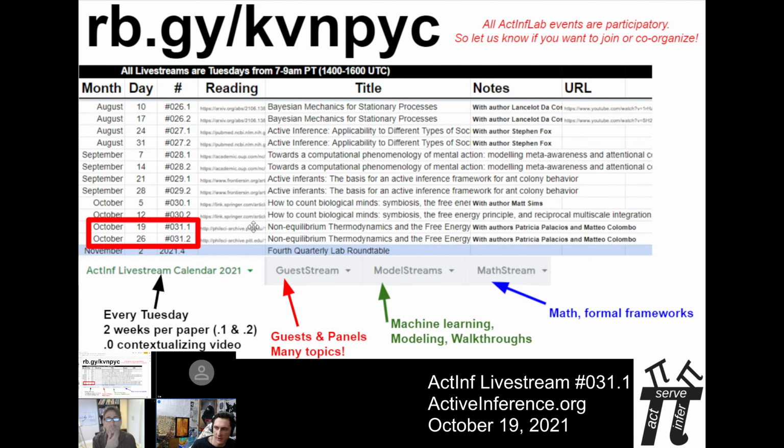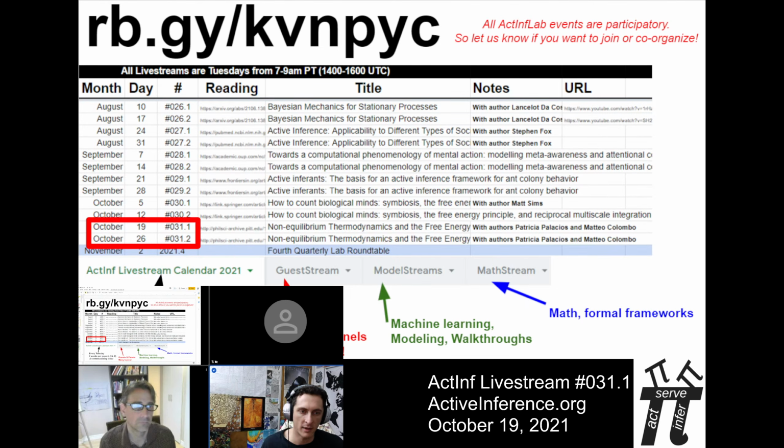Here we are at the end of October 2021 in paper number 31. And today we're going to be having an awesome group discussion. And then next week we hope to have one or both of the authors join us. So we'll be taking a lot of notes today and bringing up good things to talk with them on. And all of these are participatory live streams. So if you want to join or if you want to co-organize with us, just let us know.